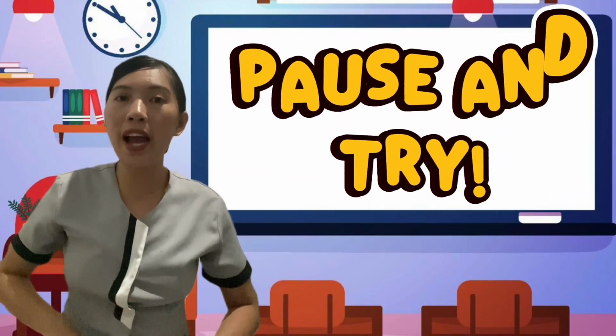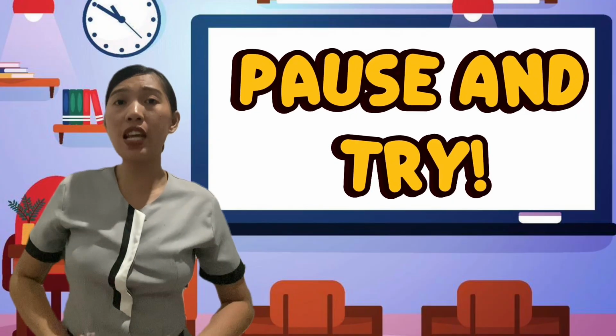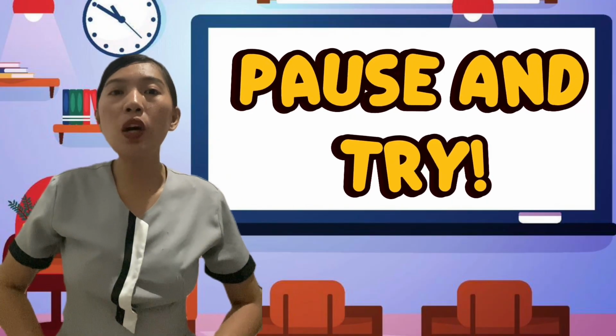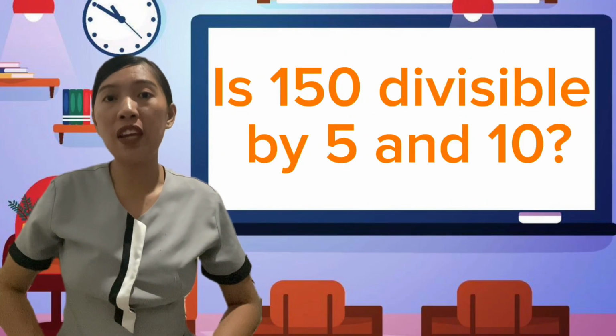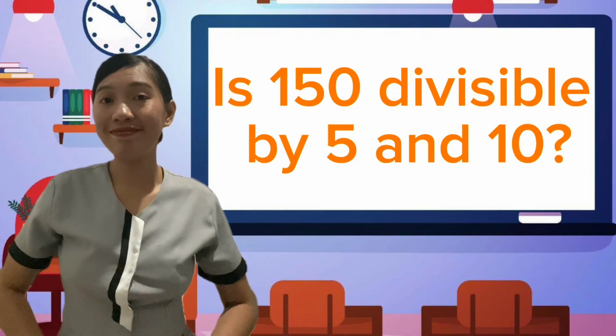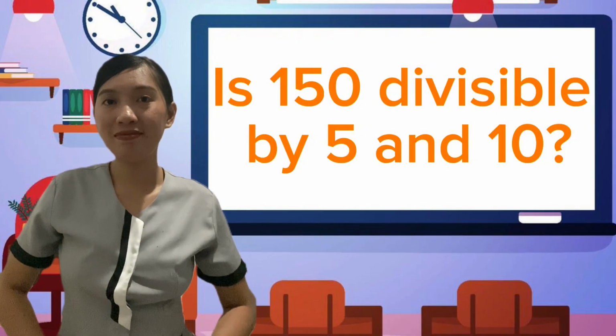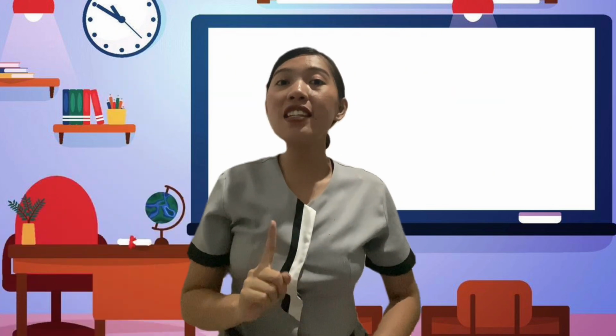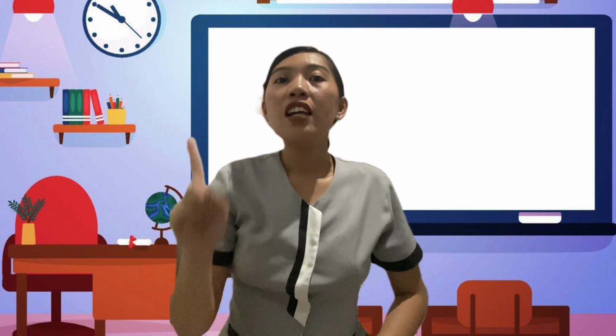Now let us pause and try. Is 150 divisible by 5 and 10? Answer is yes. 150 is divisible by 5 and 10.